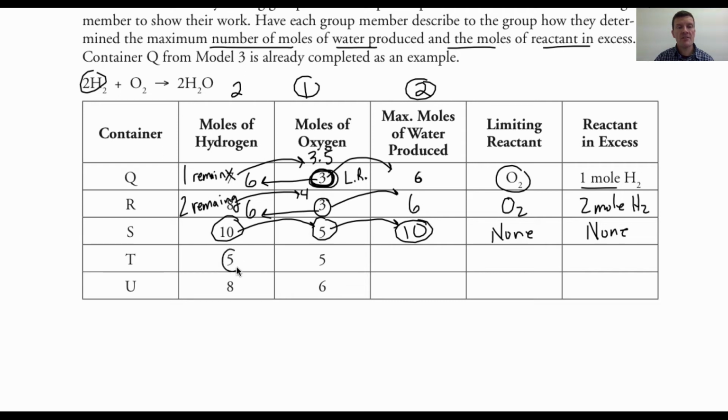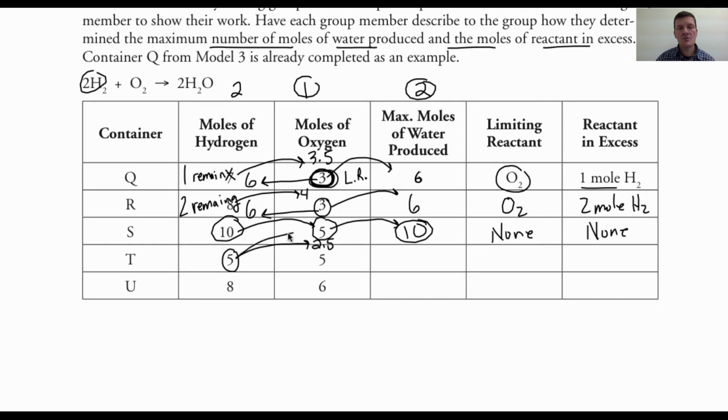If I've got 5 hydrogen, I would need half of that. I would need 2.5. Do I have that? I've got plenty of oxygen. So I have to look the other direction. You've got plenty of oxygen. Sorry, the hydrogen's all going to get used up.